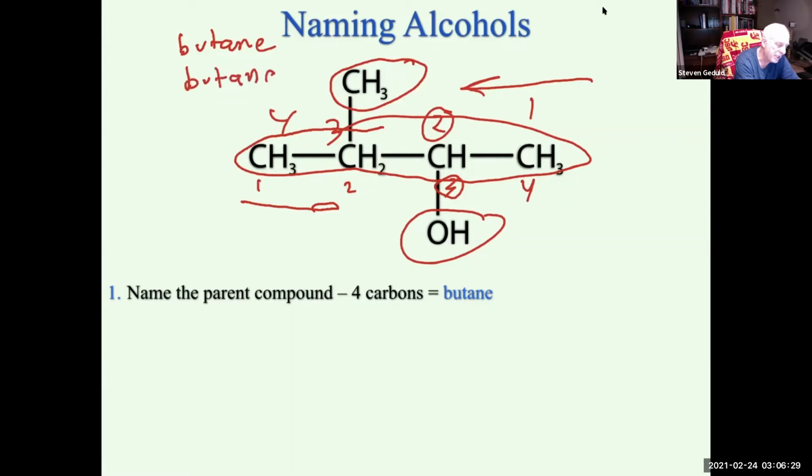We drop the E and add OL, and we tell it where it is, 3-butanol. So that takes care of this. And now we have a substituent group here, and that's at number 3. So it's 3-methyl, 3-butanol.